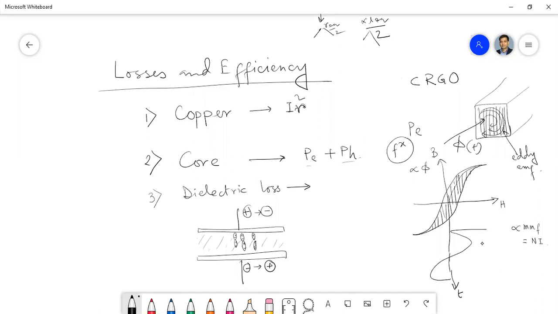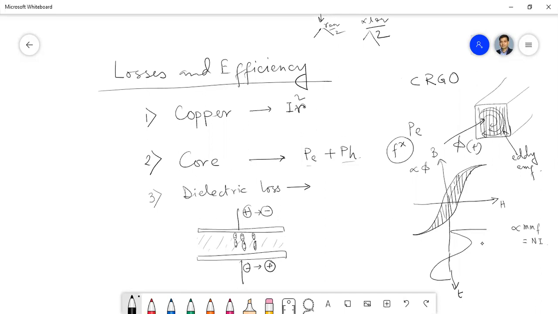Now, think of this reversal of polarity, very fast. That means in 20 milliseconds, it will change. It will change once in 20 milliseconds. In 1 second, it may change 50 times. A 50 time reversal. What will happen?